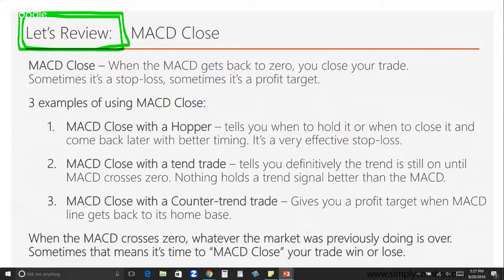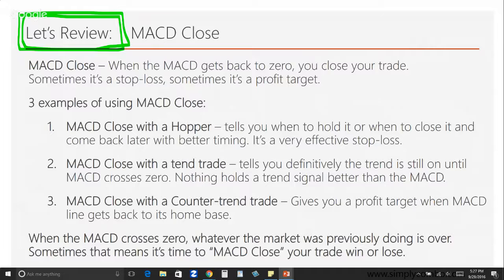It's a very effective stop loss because it's unfazed by little volatility spikes that happen in the market that can slip out and trip your stop loss, and then the market was going to go in your favor anyway. So holding your position open with the MACD, or knowing definitively it's time to just exit that trade, it's not happening with a MACD close.